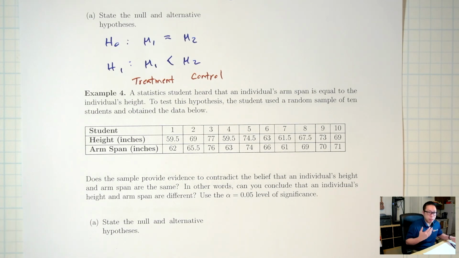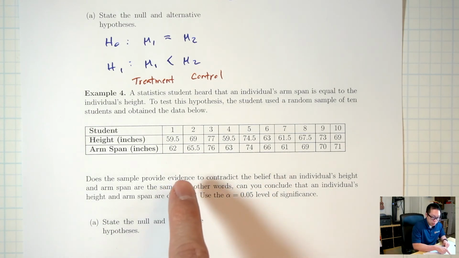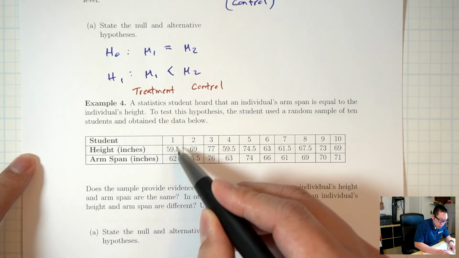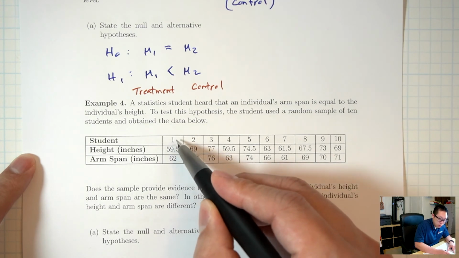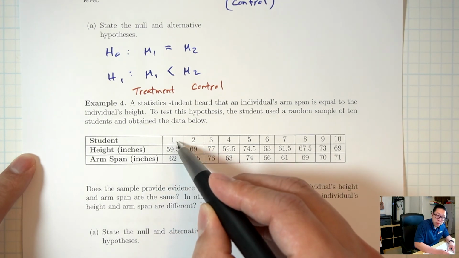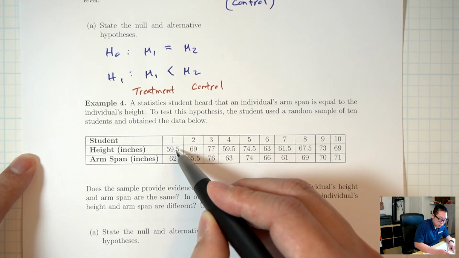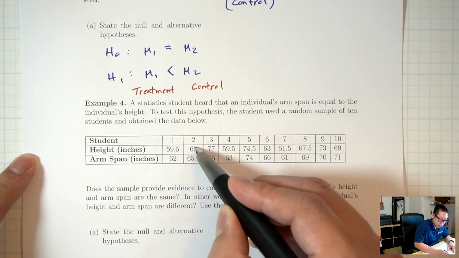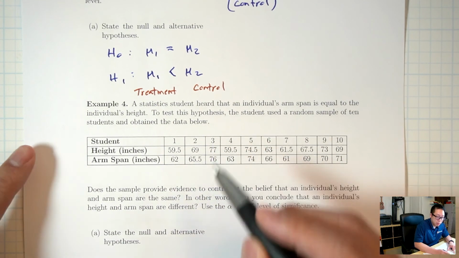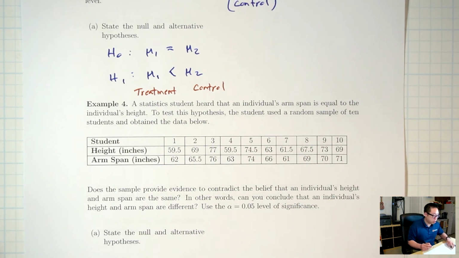First question, is this independent or is it matched? Based on the way that the table is formatted, it makes it clear that these two measurements go with student 1, right? So this is the height and arm span of student 1. So these are two measurements on the same student, right? Two measurements on student 2, two measurements on the same student 3. So this is a typical match situation.